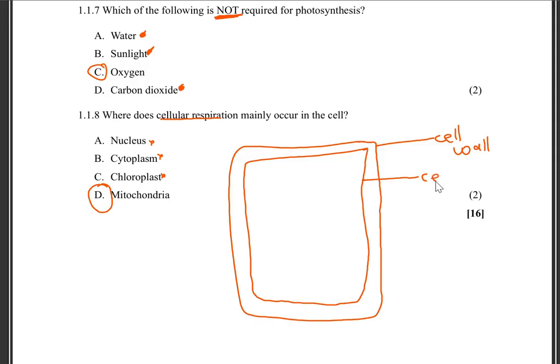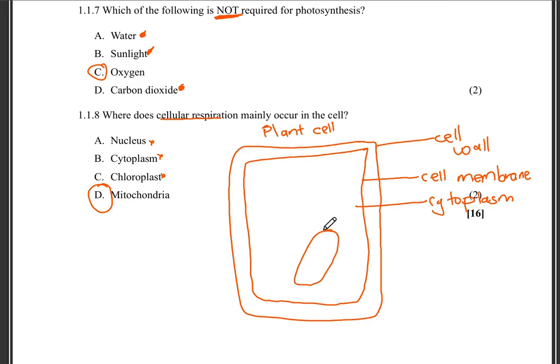Then you will have a cell membrane. This is a plant cell, right? And we know that plants are multicellular organisms, so they are made up of many cells. Then you'll have your cytoplasm. Then in the cytoplasm, that's when you'll have these tiny organs or organelles that will obviously have different jobs. So you'll have a chloroplast, you'll have the nucleus, you'll have vacuoles and all other organelles, but we're not talking about them now. We talk about the mitochondria.